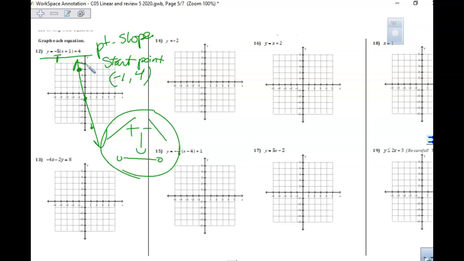Okay? 13 is what form, Ainsley? Point slope, standard, slope intercept? Really close. What was the period? Point slope, slope intercept, standard. Standard? Standard. When I see standard, could I rewrite this and put it in slope intercept?